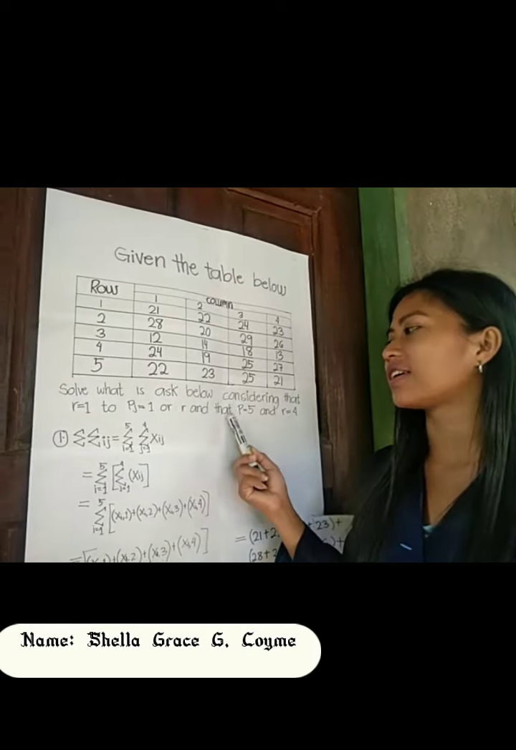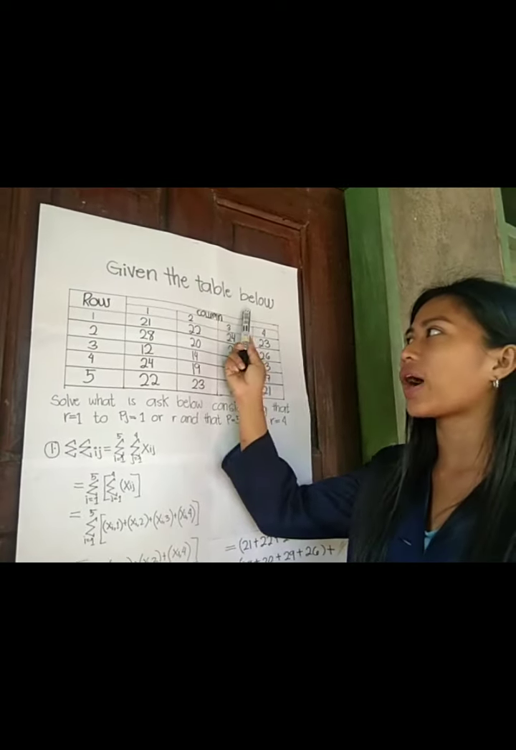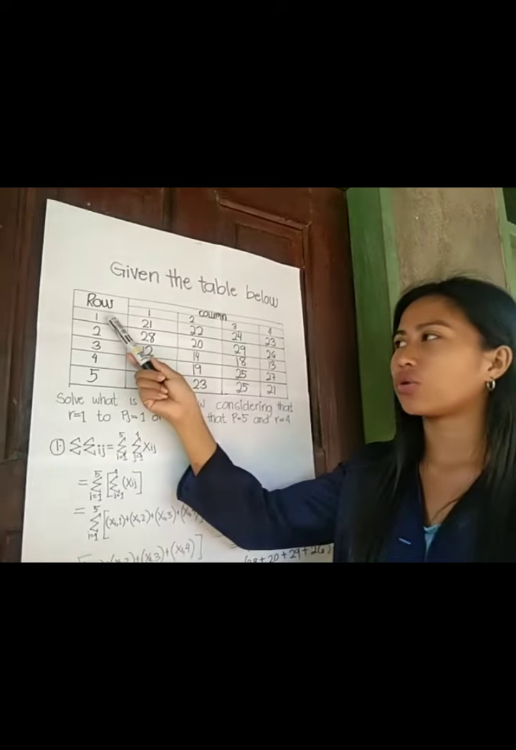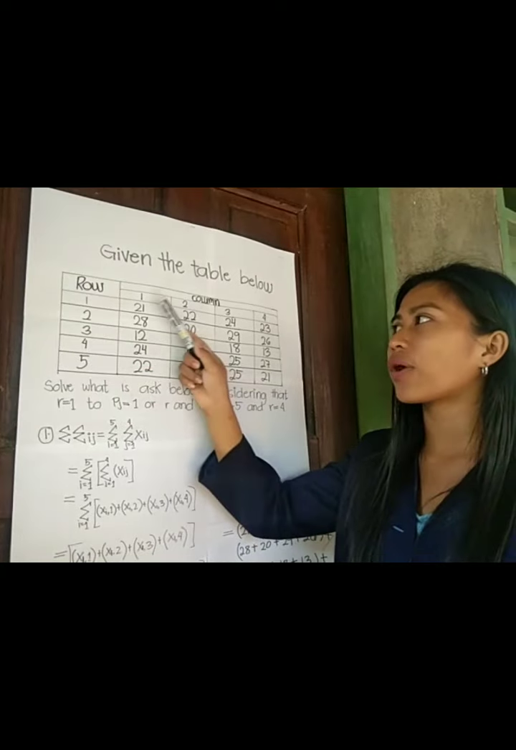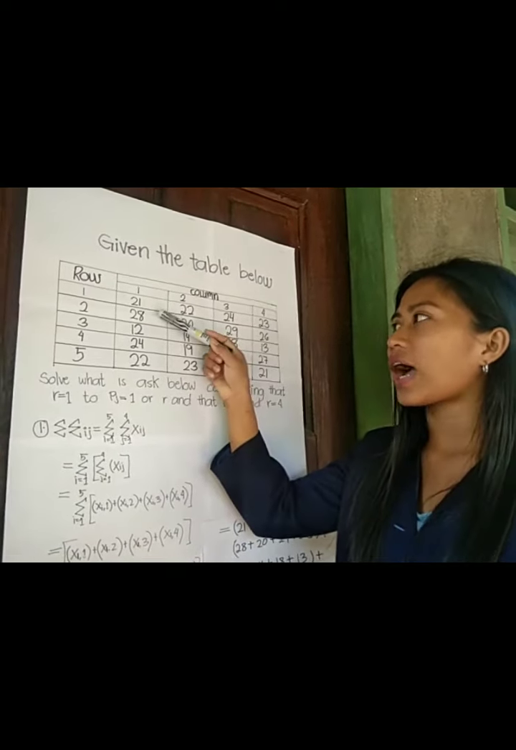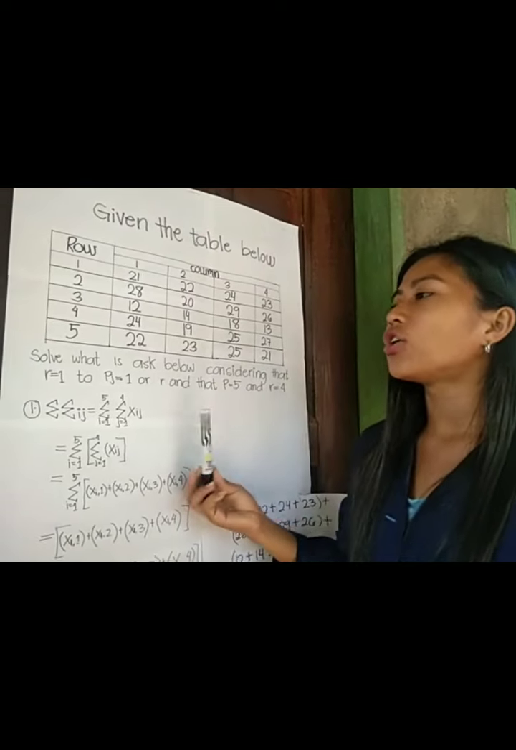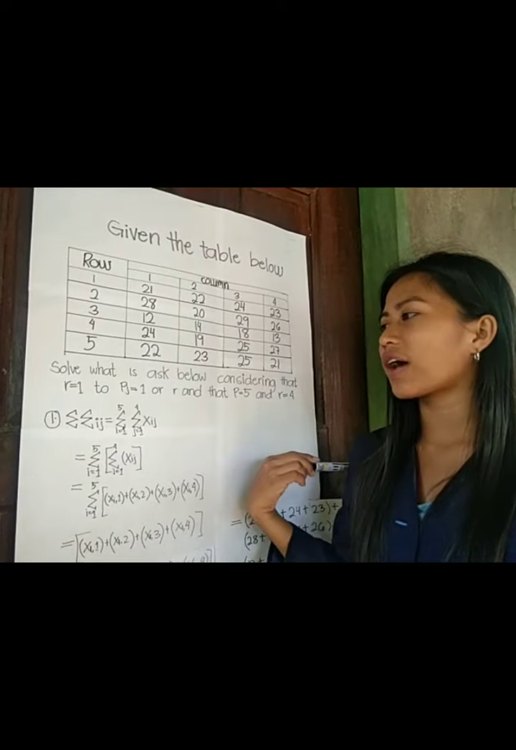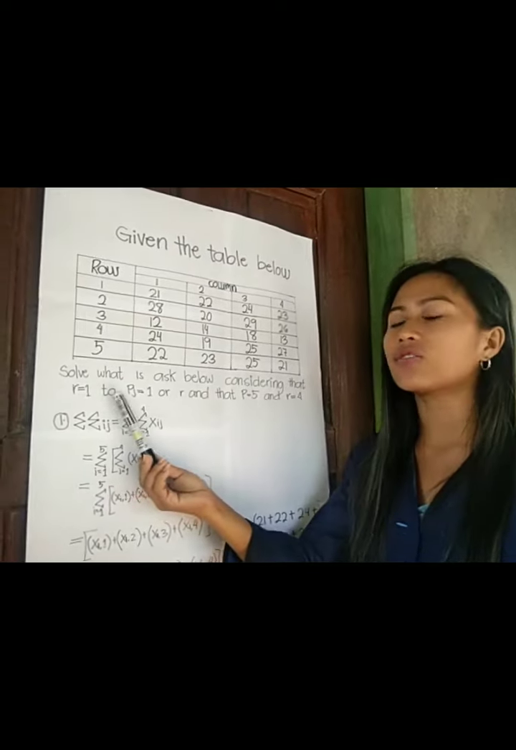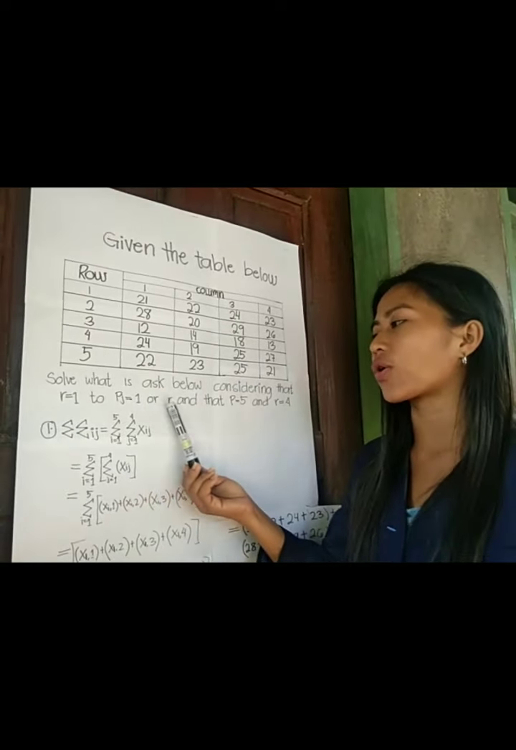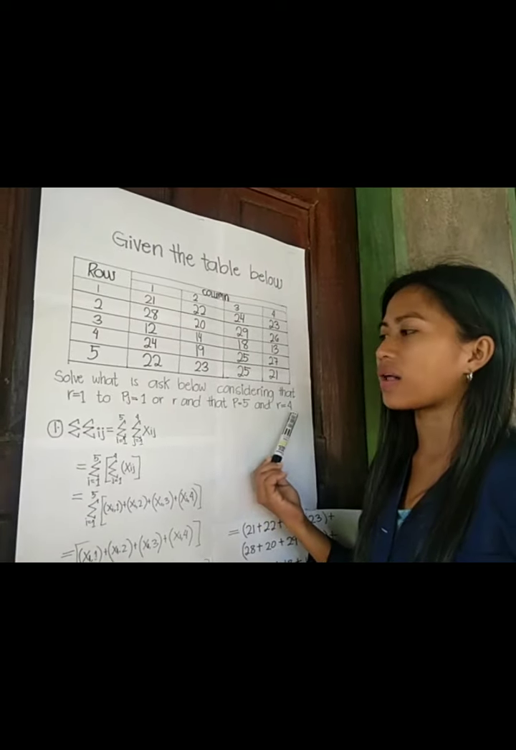Everyone, this is the task that was given to my leader, so I need to report this. So given the table below, we have columns and rows. We have rows 1 to 5. Then, we have columns 1, 2, 3, and 4. Kaya naka-indicate na po dre ang iyang mga values sa each row and columns. So, ato na pangitaon kung unsay kanang ginapangita. So, solve what is asked below considering that i equals 1 to p, j equals 1 to r, and that p equals 5 and r equals 4.